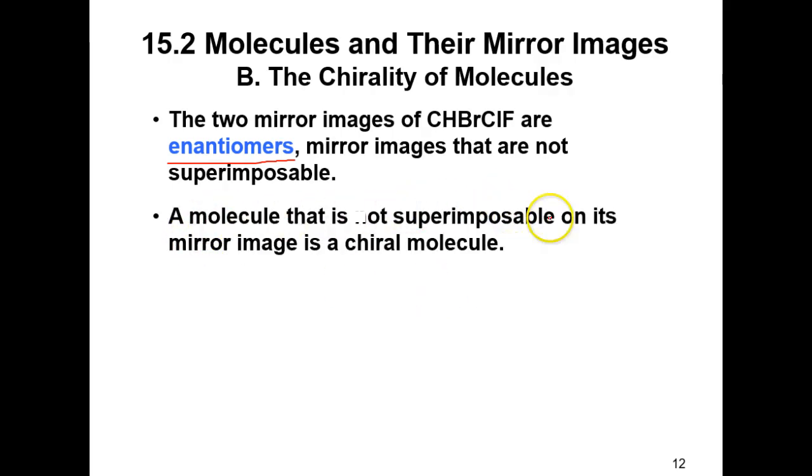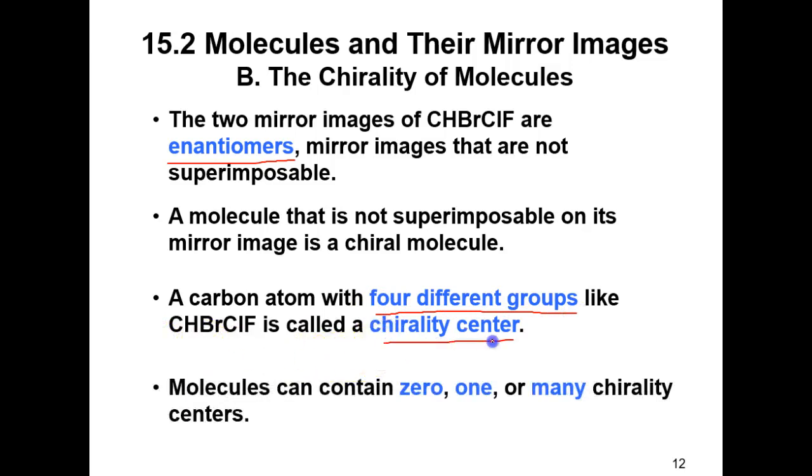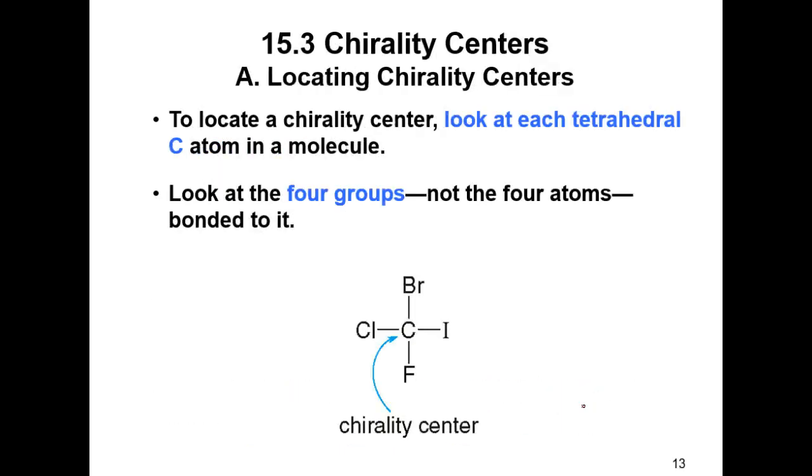Okay, a molecule that is not superimposable on its mirror image is called a chiral molecule. So if the mirror image is not superimposable, it is chiral, and we call them enantiomers. Okay, the key to this is that you have to have 4 different groups around your central carbon, and we're going to call it a chiral center or a chirality center. All right, molecules can contain 0, 1, or many chiral centers. Okay, so this is the quick, easy way to determine if you have a chiral center. First of all, you need a carbon, a tetrahedral carbon specifically, that has 4 different groups on it.